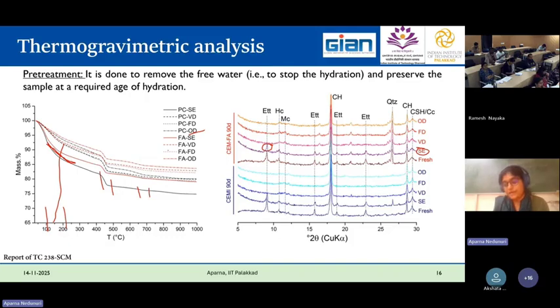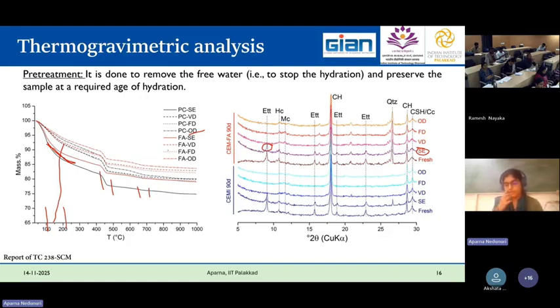But ettringite will try to dehydrate the moment the temperature reaches 70 degrees centigrade. Means by the time that we are trying to remove the free water just to stop the hydration, we are also decomposing one of its hydration products. Means we will not be able to see what type of hydration product is formed or how much of that particular hydration product is formed through this TGA technique.